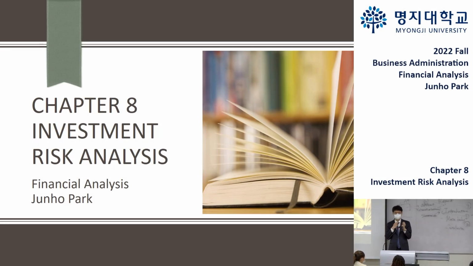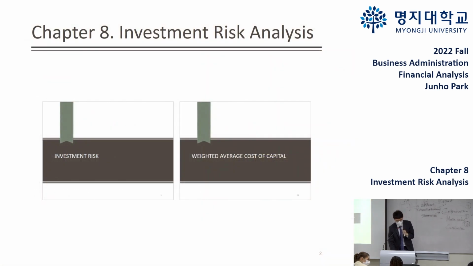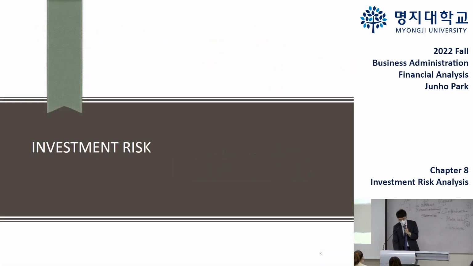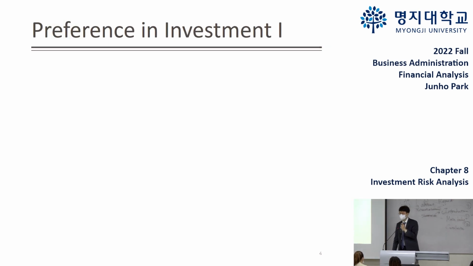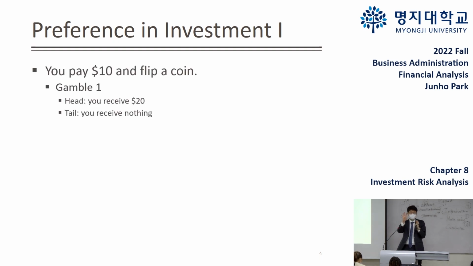All right, then let's talk about chapter 8. Last class we had a kind of social experiment in our class, and we checked our preference toward investing for the future. We did this experiment by thinking about gambles, and we had 4 questions, and let me explain what they mean.